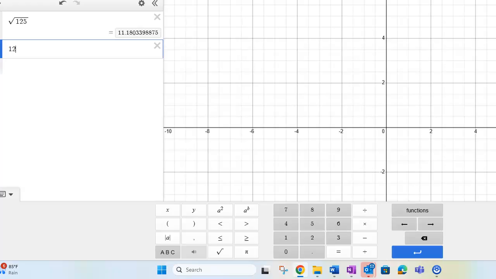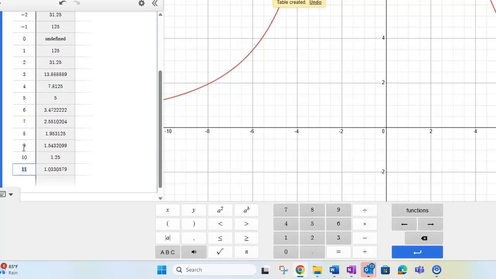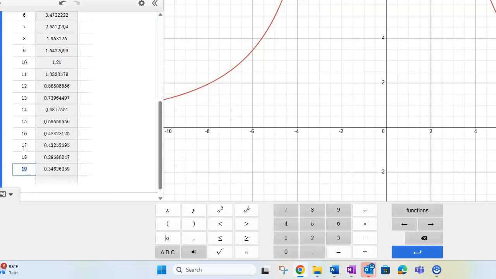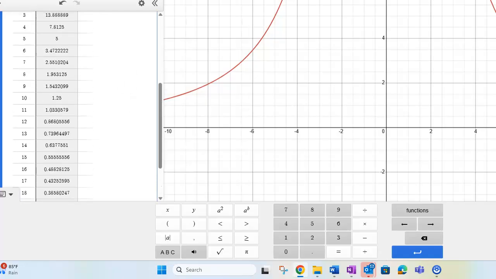So 125 divided by x squared. All right, hit the gear, hit the table, click on the 2, and let's see what happens. Go all the way to 20. So then I'm going to slowly go up and look, it is 5 square root of 5.